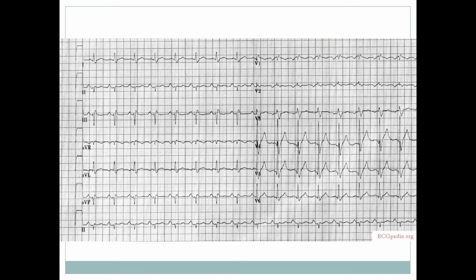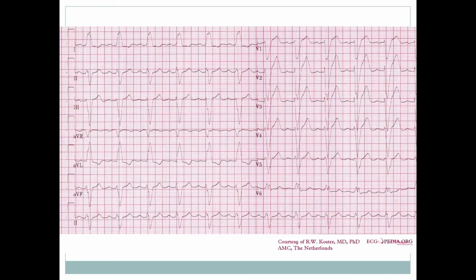And this is another example. In V1 you can see that there's an RSR prime that would be consistent with the right bundle branch block here. And then this is another example of a left bundle branch block.